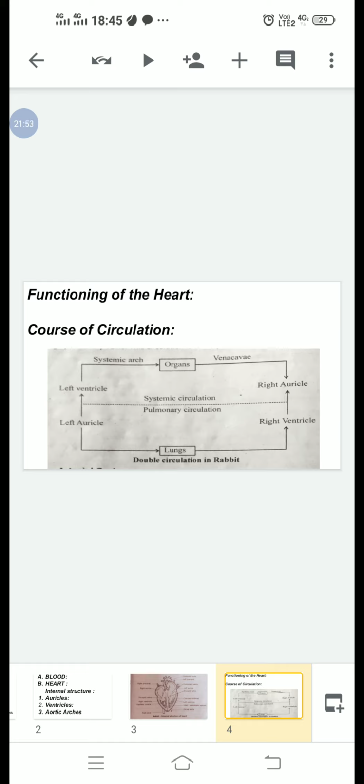The auricles then relax and another wave of contraction begins from the proximal end of the ventricles. This wave of contraction actually originates from the auriculoventricular node, that's called the AV node, situated on the interauricular septum.